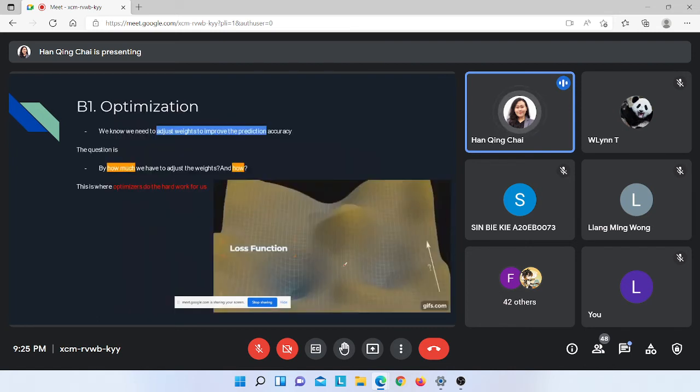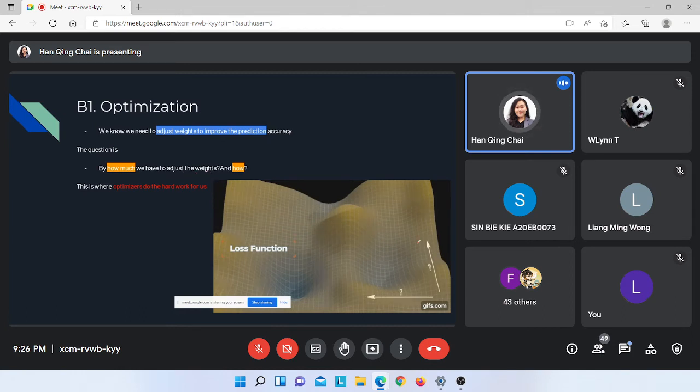So first of all, under backpropagation, there is something called optimization. We already know that improving the weights, adjusting them, can also improve the accuracy of our predictions. But by how much do we have to adjust the weights, and how do we know the value of the adjustment? This is where the optimizers do the hard work. Optimizers let us go through the process of optimization. So one important thing is, how do we know the value to adjust?